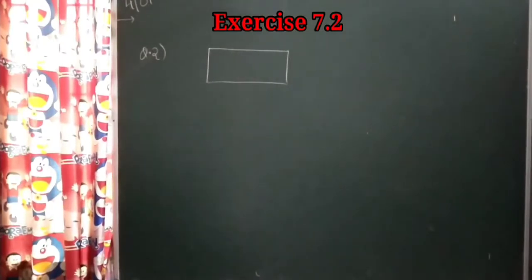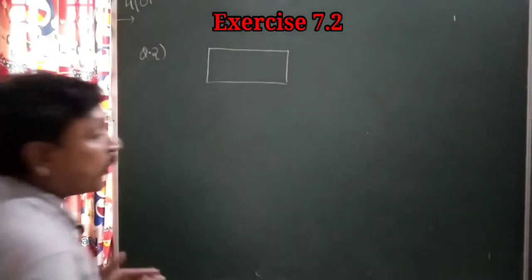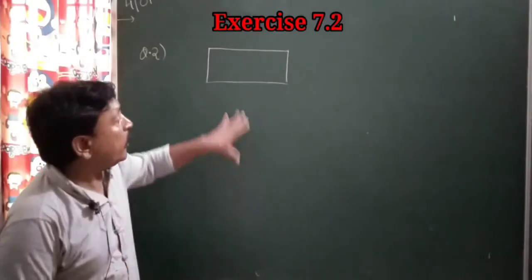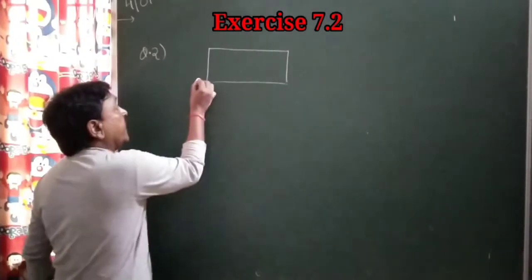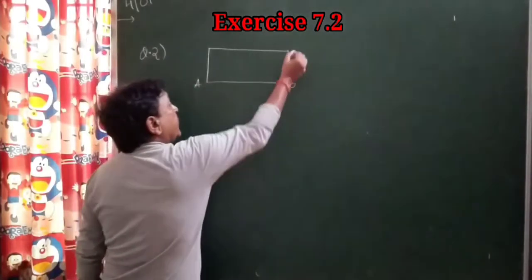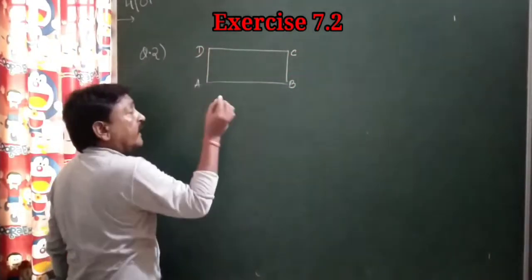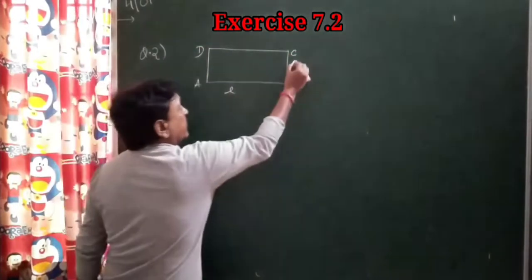Okay students, now come to question number 2. Question number 2 is saying the breadth of a rectangle is 2/3 its length. Means in this question it is talking about a rectangle. So first of all draw a rough rectangle, give its name ABCD. Okay, and we know this is length and this is breadth.